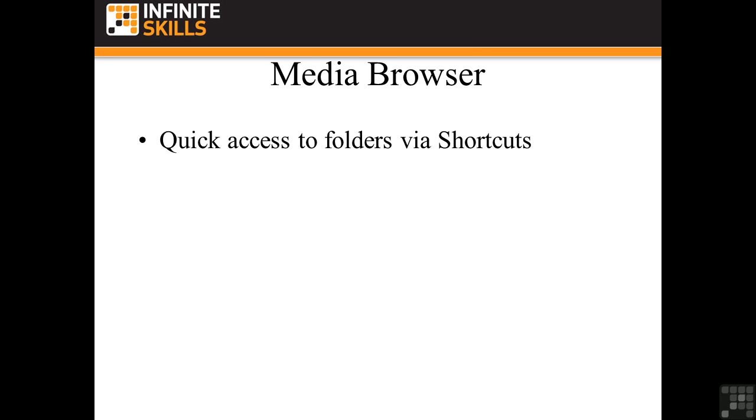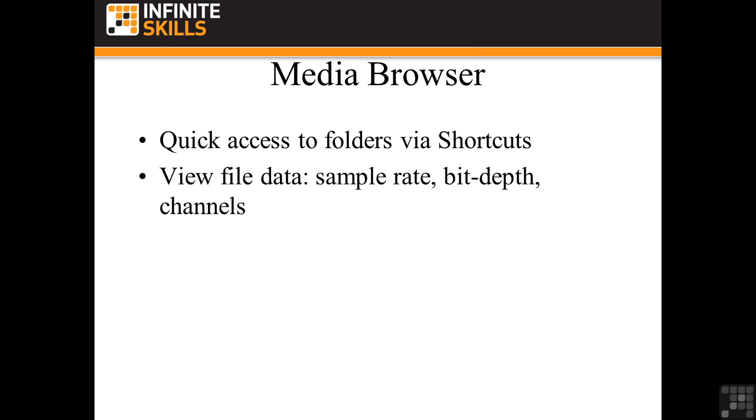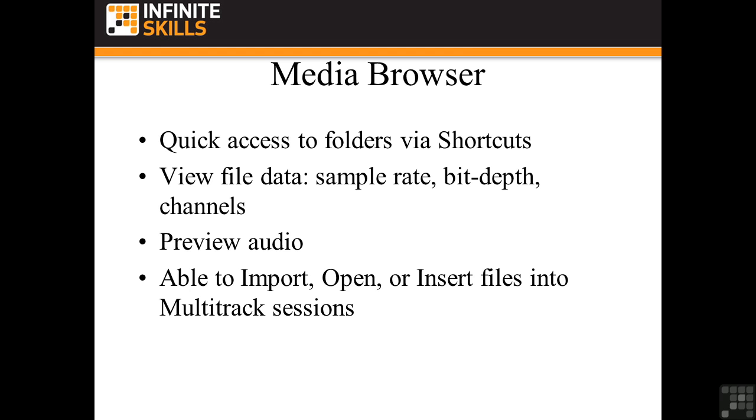First, you can get quick access to folders via shortcuts. Click on a shortcut and boom, you're right in a folder. Next, you can view file data that you can't necessarily see in the import or the open dialog box, and that includes sample rate, bit depth, and channels. You can play the audio and listen to it before you bring it into Audition. And finally, you're able to import, open, or insert files into multi-track sessions from this one panel. So it does have some interesting features. Let's go take a look at it.